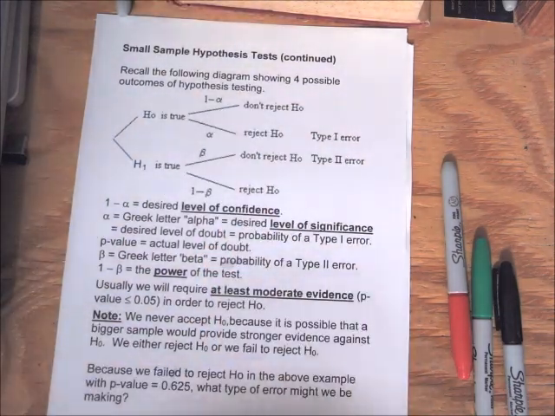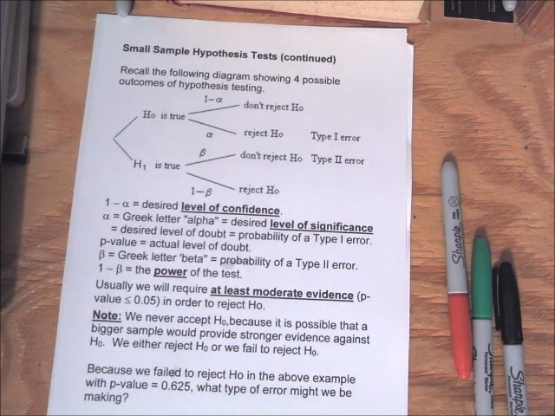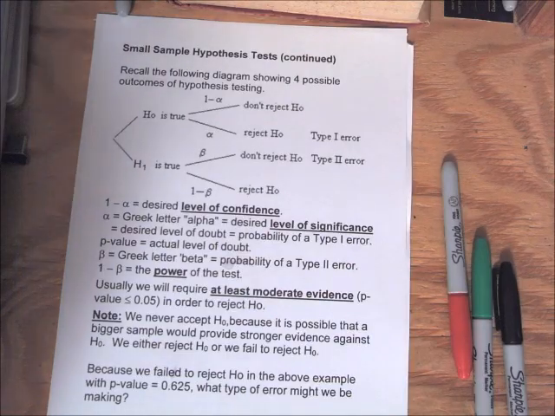We need to make some additional assumptions in order to compute the probability of a type 2 error, so that's usually not computed. We won't be computing the probability of a type 2 error. You might be doing that if you take Math 251. You might see that there. 1 minus beta is called the power of the test. Usually we'll require at least moderate evidence, which would correspond to a p-value of less than or equal to 0.05 in order to reject H naught. We never accept H naught technically, actually.